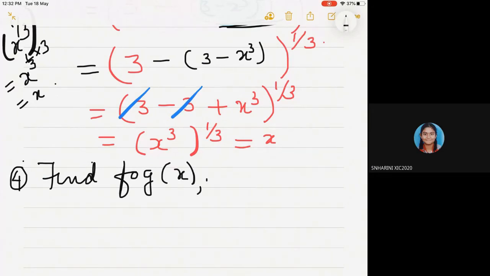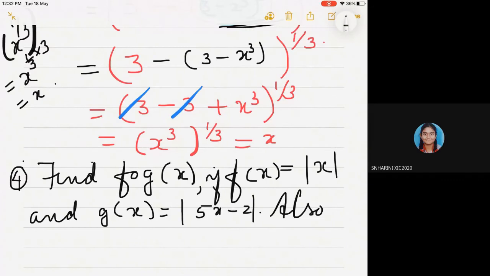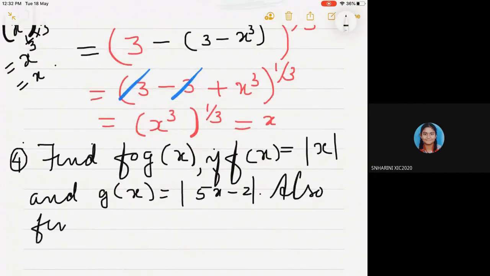If f of x equal to modulus x and g of x equal to modulus 5x minus 2, also find f dot g of minus 7.